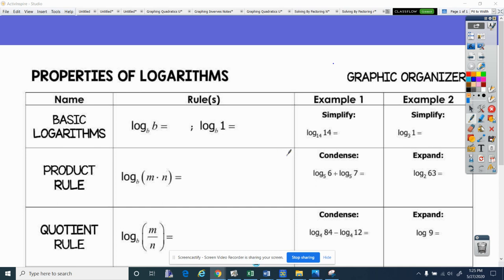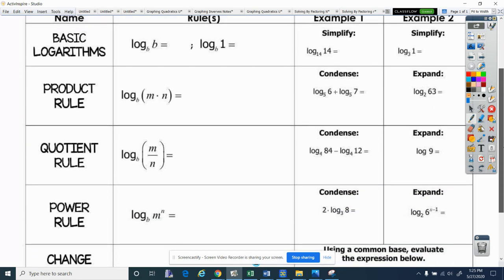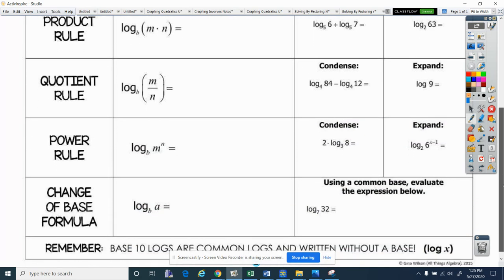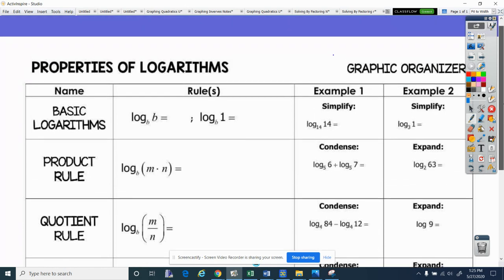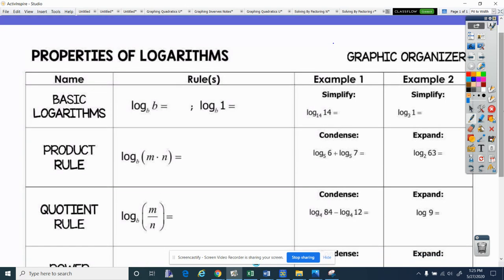Hi guys, so what we're going to do is complete a graphic organizer on the properties of logarithms. There's a couple different things we're going to talk about, and those are going to be the basic logarithms, the product rule, the quotient rule, the power rule, the change of base formula. Okay, so let's start with basic logarithms.